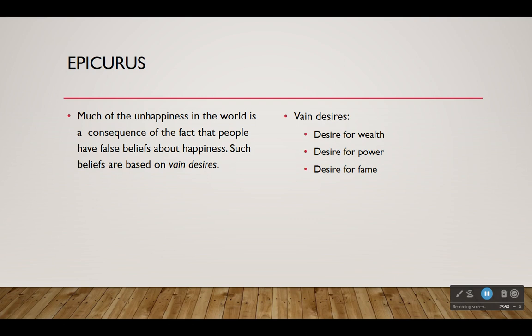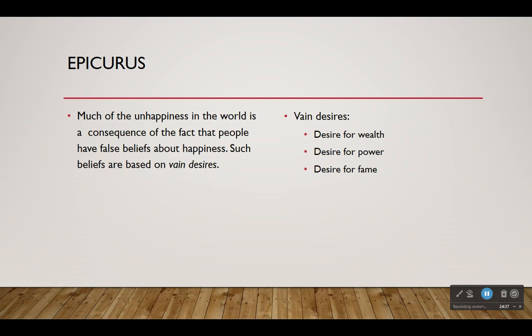So, in the first lecture we talked about objectivism as one theory about ethical knowledge, and obviously hedonism is one example of an objectivist theory. Hedonism says that there are objectively true beliefs about what will promote happiness. And there are also false beliefs. And Epicurus believed that much of the unhappiness in the world is a consequence of the fact that people have false beliefs about happiness. They have false beliefs about what is required to be truly happy.